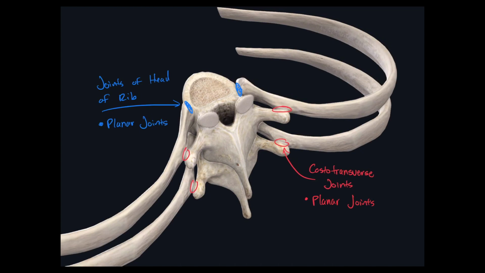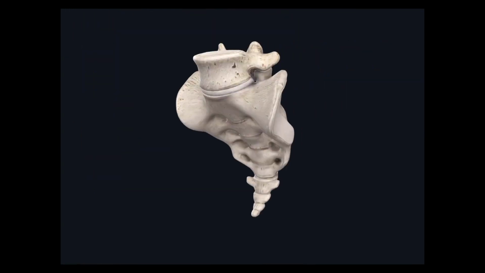And the last set of joints found within the vertebral column is located here. Between the 5th lumbar joint and the bony sacrum, we have the lumbosacral joint. And its classification is a symphysis. This joint does also include an intervertebral disc as its component.